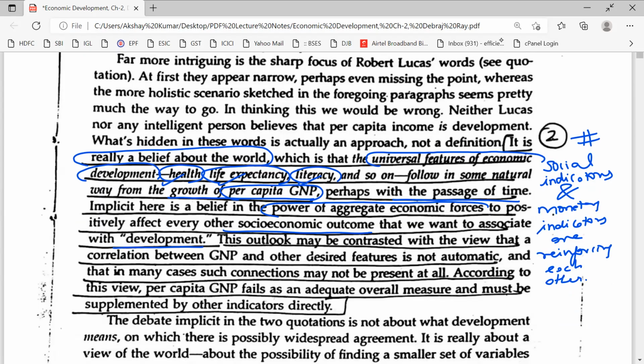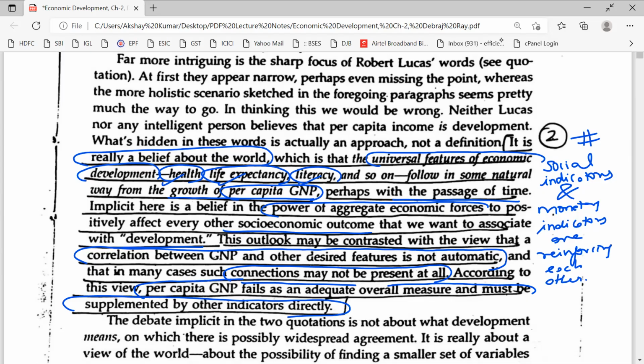So this outlook may be contrasted with the view that a correlation between GNP and other desired features is not automatic. In many such cases, the connection may not be present at all. So now this becomes an empirical question: whether the correlation between GNP and these social indicators will be found in every economy. In every economy, do we expect higher GNP to enforce better health, higher life expectancy, and higher literacy, or not? So according to this view, per capita GNP fails as an adequate overall measure and must be supplemented by other indicators directly.